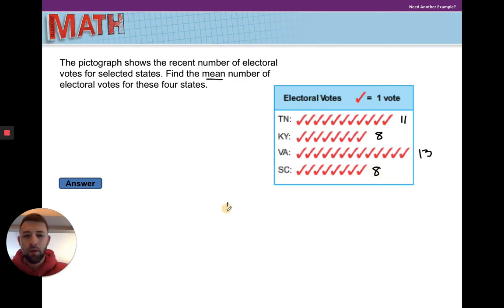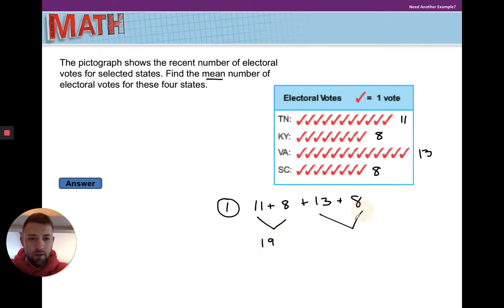Remember our first step, just add all those numbers up. 11 plus 8 plus 13 plus 8. I'm going to add them up 2 by 2 here. So 11 plus 8 is 19. And then we'll do 13 plus 8, which is 21. When I add those two things together, I should get 40.